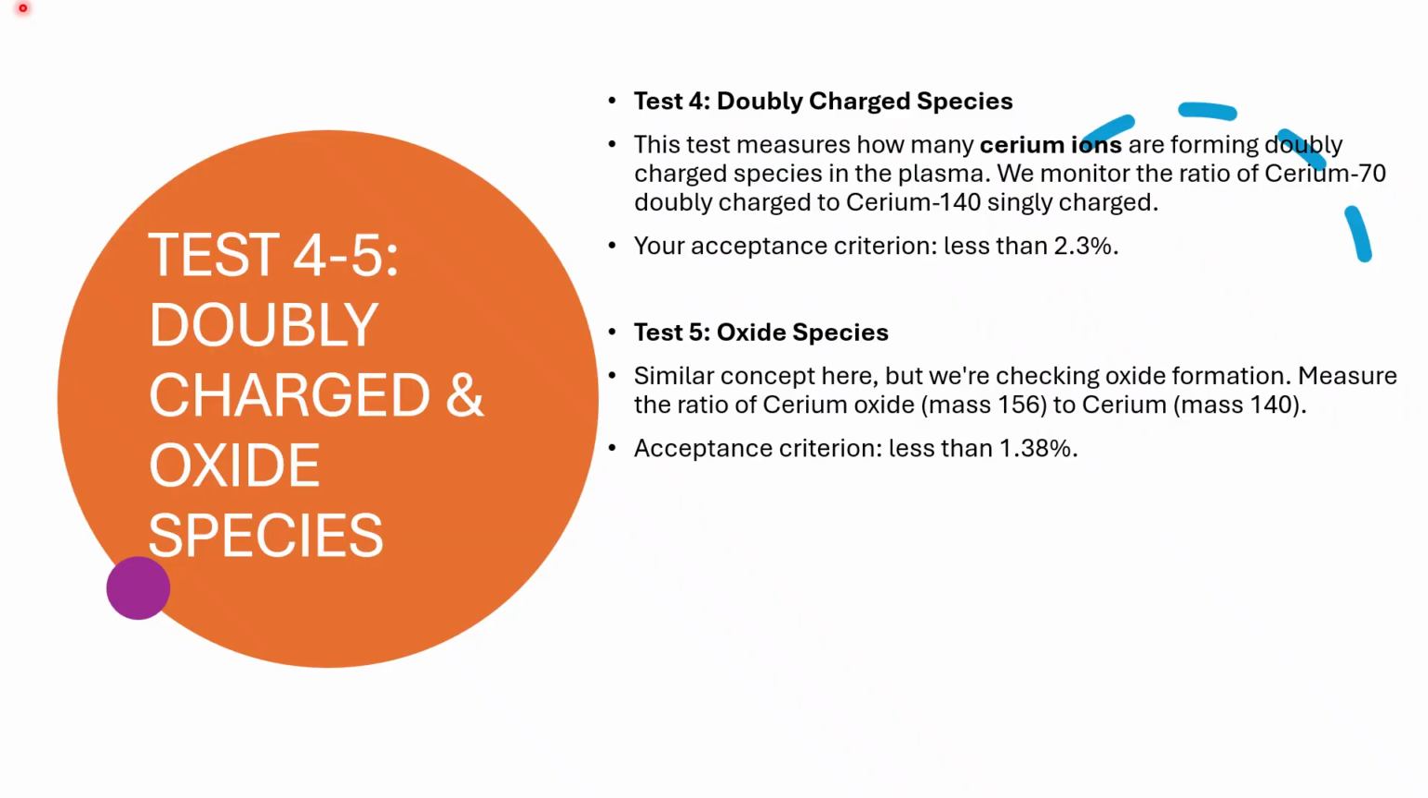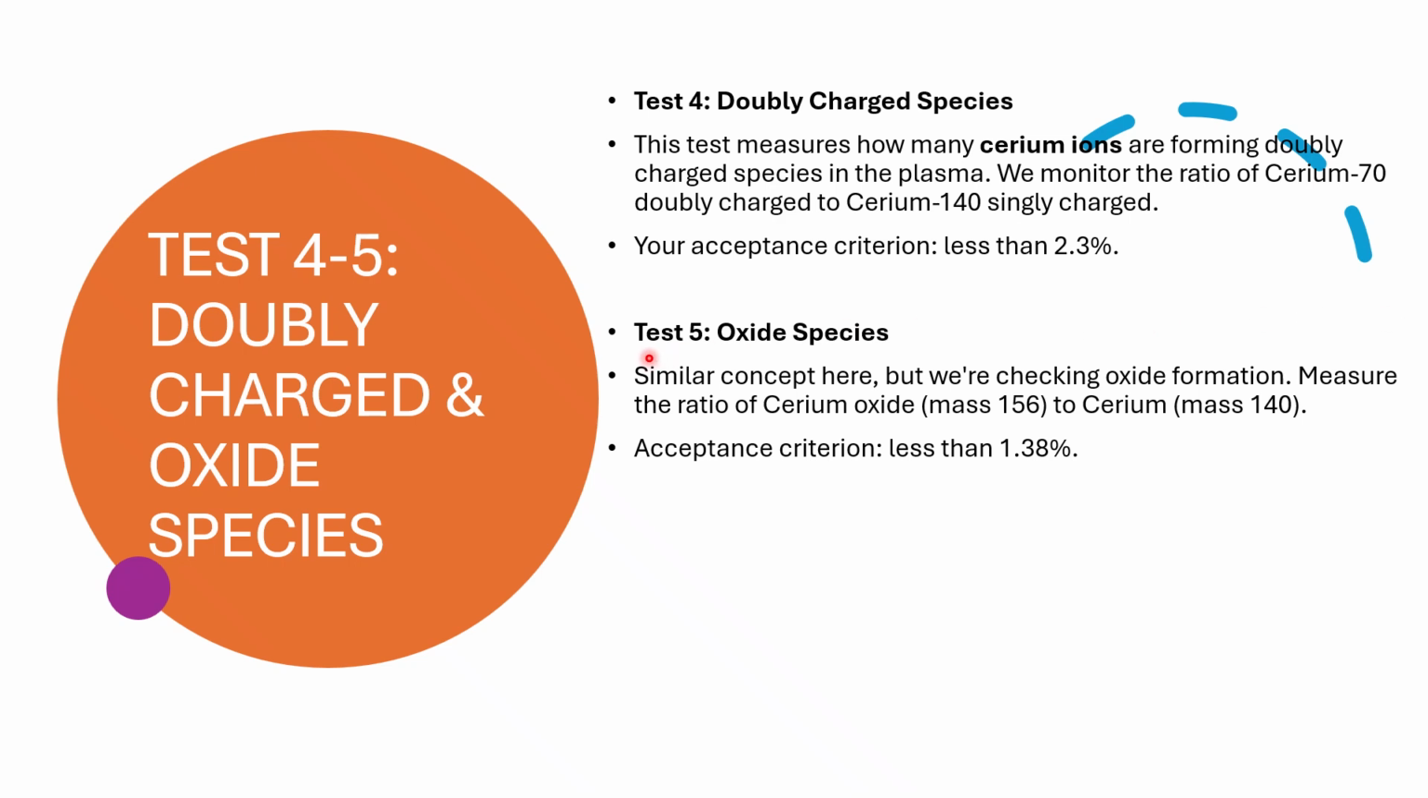Now in doubly charged species, it measures how many cerium ions are forming doubly charged species in the plasma. So we monitor the ratio of cerium 70 doubly charged to cerium 140 singly charged. And your acceptance criteria here is it should be less than 2.3%. And if you're seeing high doubly charged species, your plasma might be too hot or your sample introduction might be too aggressive. This is important because doubly charged ions can cause spectral interferences at half their actual mass.